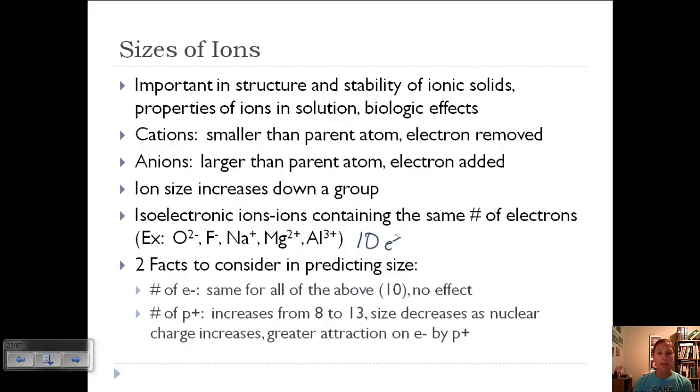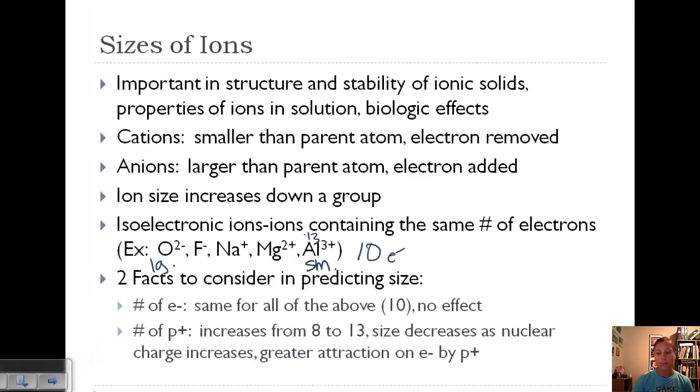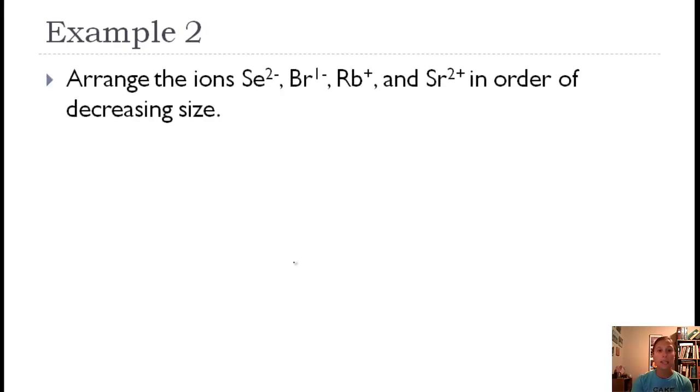The reason for that is because the more protons you have, the stronger the attraction on those electrons, or the more the pull, and so it's going to pull them in really tight, making it smaller. So in this case, we would say that oxygen is the largest and aluminum is the smallest. Same number of electrons, so when we look at protons, aluminum has 13, and those are creating more of a pull on the electrons. So let's look at an example.